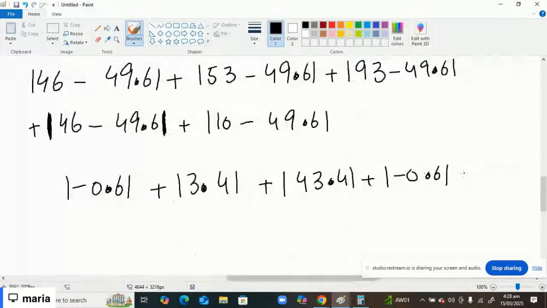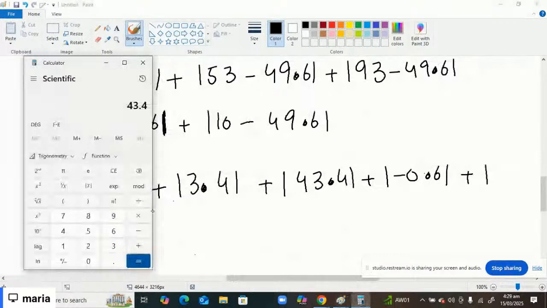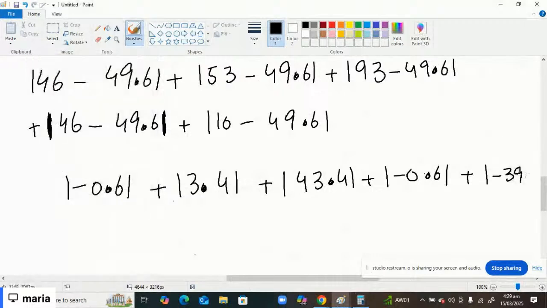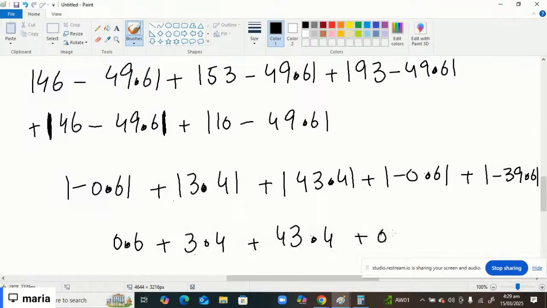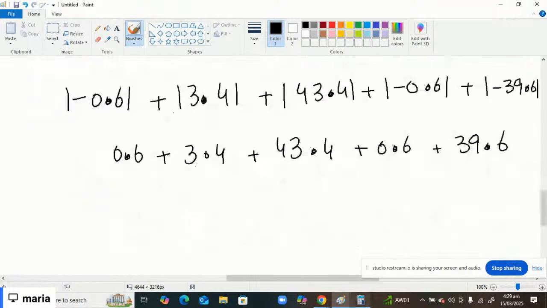Now the next is 10 minus 49.6, that is minus 39.6. So now from this one we are going to open that this becomes 0.6, this becomes 3.4, 43.4, plus 0.6, because of the absolute value, that's why we are not putting the negative sign. Okay, 39.6. Let's add all the digits.